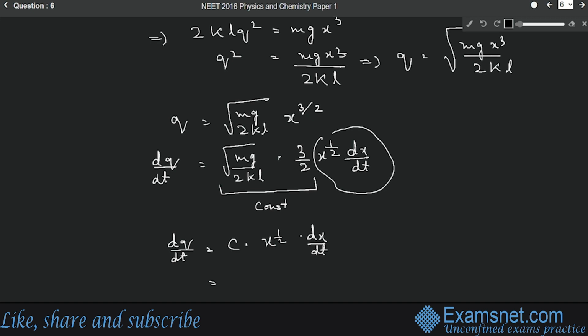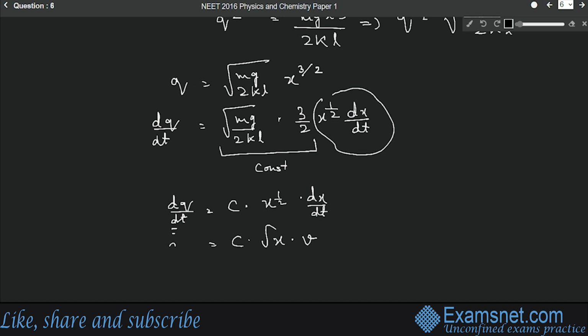Okay, now let's simplify. x to the power half means what? Root x, and dx by dt means velocity v. Okay, dx by dt is nothing but the velocity, and this side we have dq by dt, and we have seen that the dq by dt was constant. Okay, so this is also constant. So v will be inversely proportional to root x. We can write v is inversely proportional to root x.